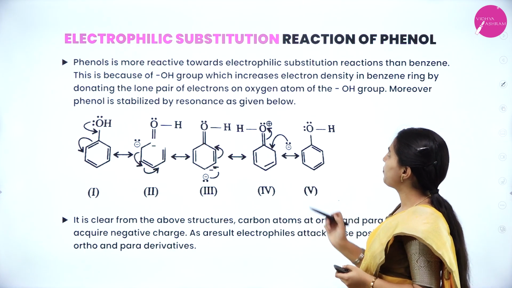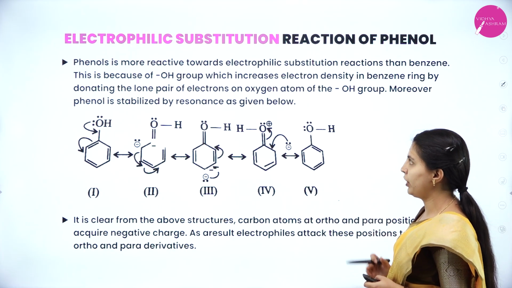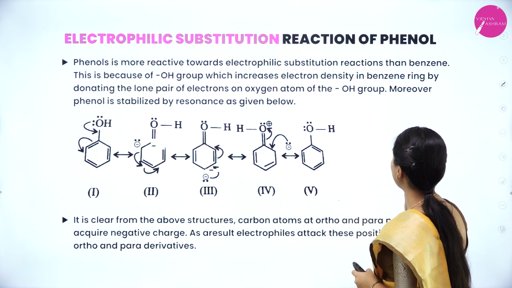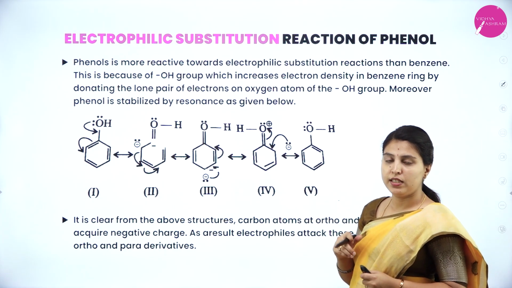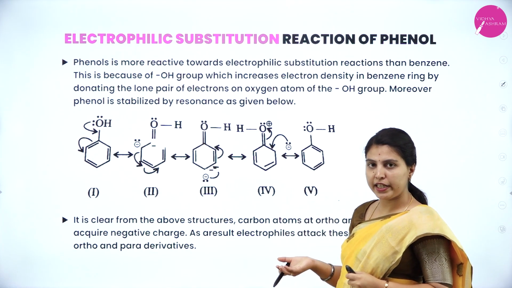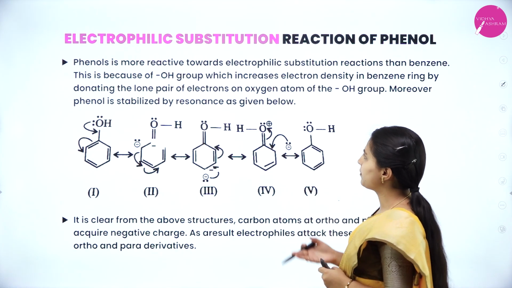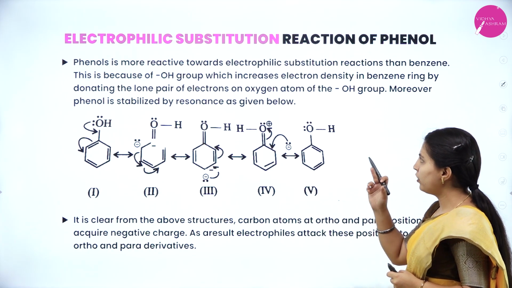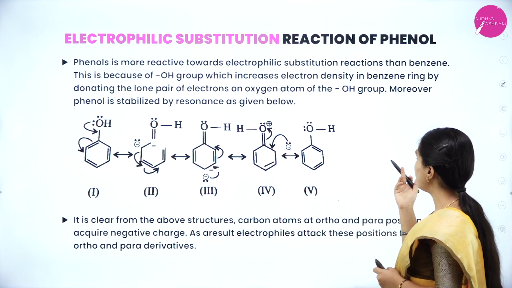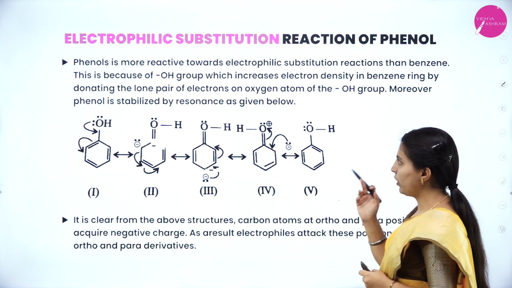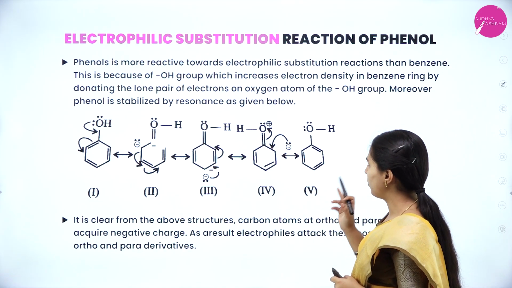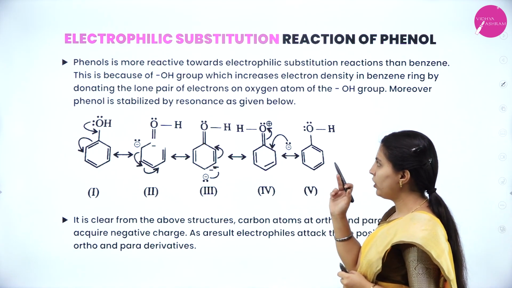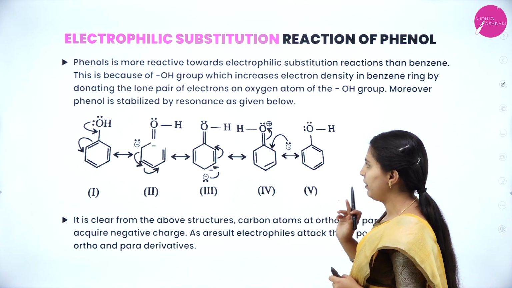Next, electrophilic substitution reaction of phenol. Phenol is more reactive towards electrophilic substitution reactions than benzene. Since they are more reactive, they will be involved in electrophilic substitution reaction more than benzene. This is because of the hydroxyl group, which increases electron density in the benzene ring by donating the lone pair of electrons on the oxygen atom of the hydroxyl group. Moreover, phenol is stabilized by resonance as given below.